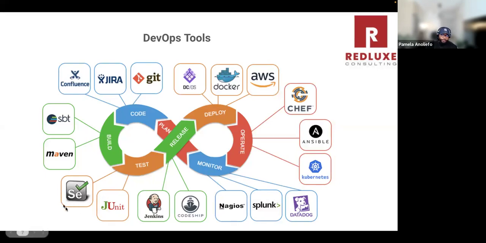So some of the tools that we use for setting up that automated testing are Selenium, JUnit, and all that good stuff.